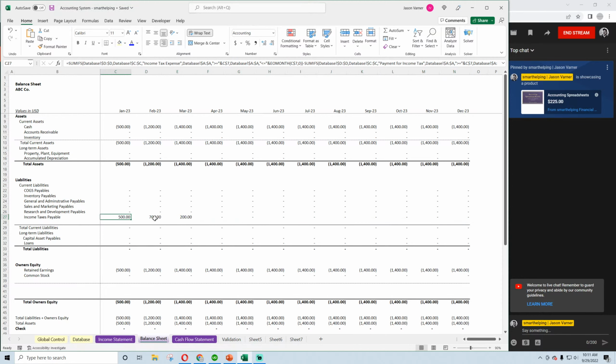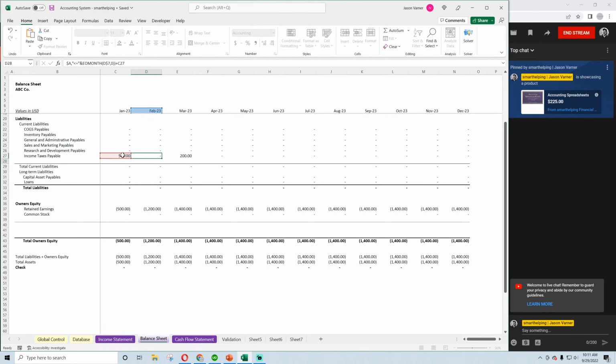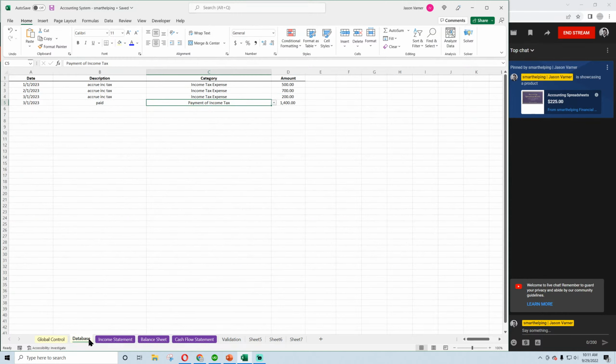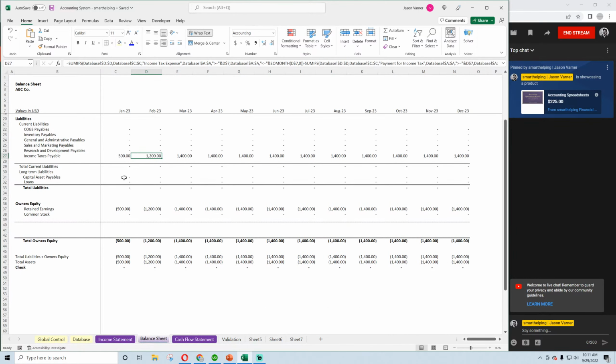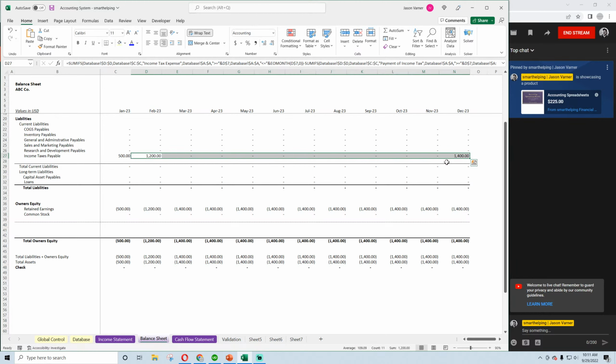So we go 5. Oh wait, we got to add the previous period as well. And this is going to be out for 20 years when I'm done, but right now I'm just building the logic. Payment, what's this called? Payment of income tax. Okay, and add this at the end. Perfect. So we go 5, 12, and then we pay it all off in March at the end of March. So that's good.